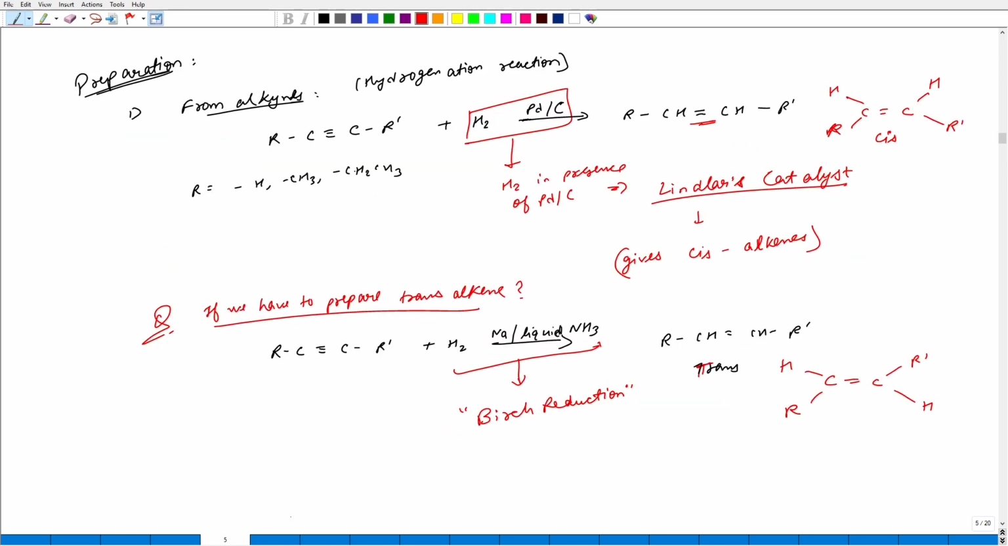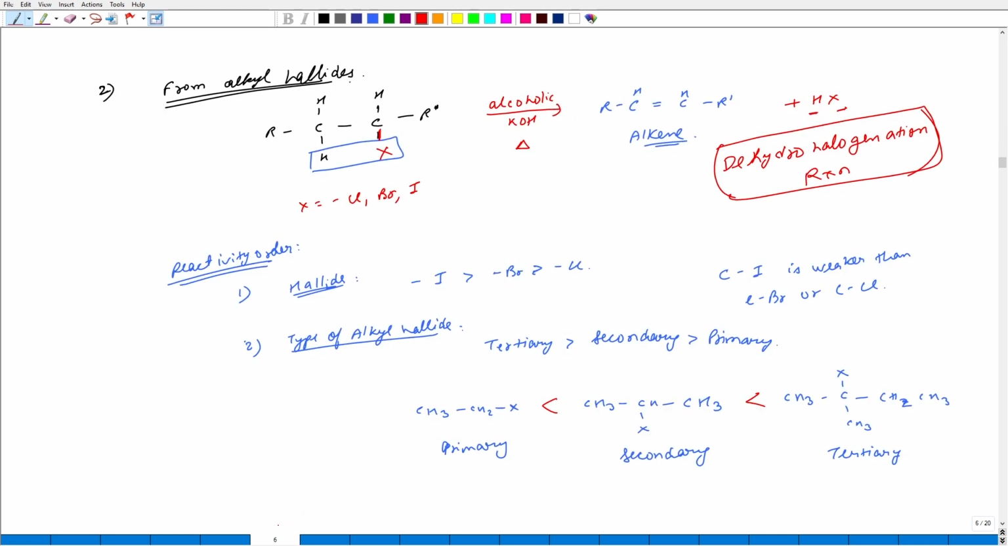Four procedures I have discussed from alkynes. Alkynes, 2 procedures are there, from cis alkenes and trans alkenes. The other one is from the alkyl halides, where we can use alcoholic KOH, and the reaction name is dehydrohalogenation. You do not have to cram the reaction name, you just see the concept.